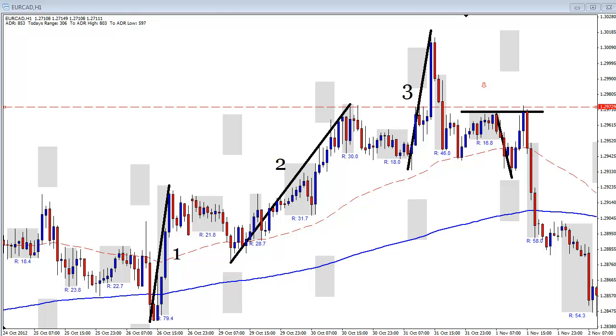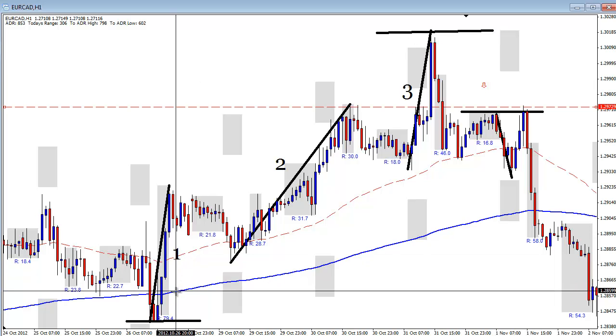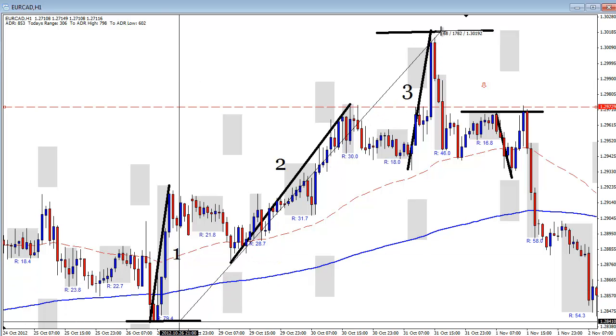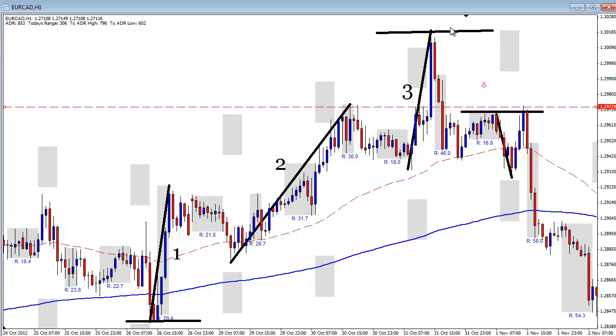Now, the fourth point: was that move overall 150 pips or more? So we want a base criteria. What we're saying by that is, from this low here to the overall high, whoops, let me draw that out here, to the overall high, was that 150 pips? Well, measuring this move, that move was about 178 pips, definitely fulfilling that criteria.